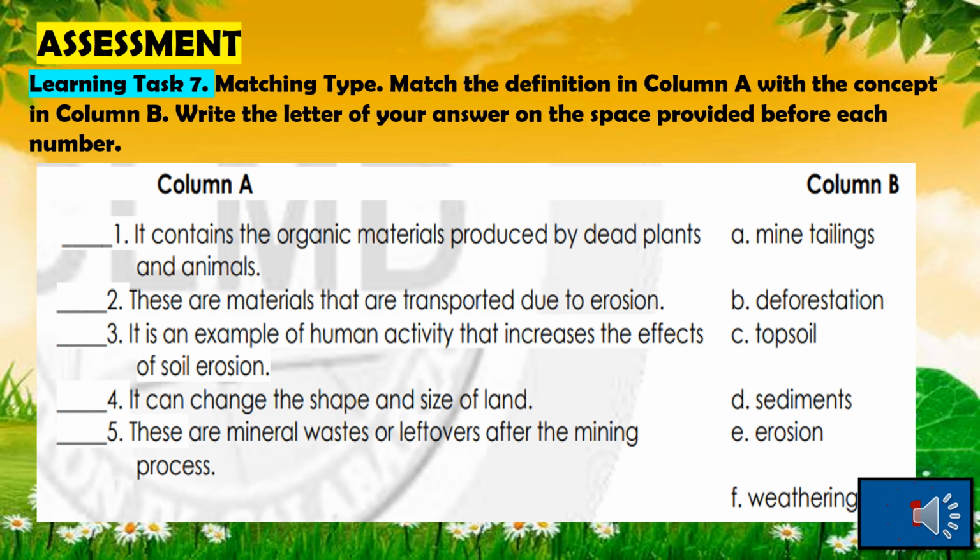Let us now answer learning task 7. And is your answer number 1 letter C, topsoil? You are correct. Number 2, if your answer is letter D, sediments? You are correct. Number 3, if your answer is letter B, deforestation? You are correct. And number 4, if your answer is letter E, erosion? You are correct. And the last but not the least, if your answer is letter A, mine tailings, you are correct.